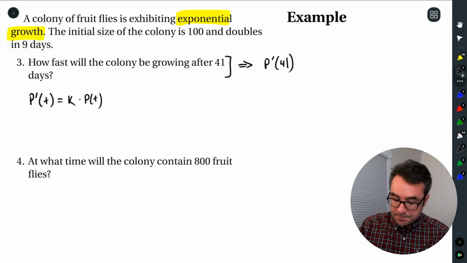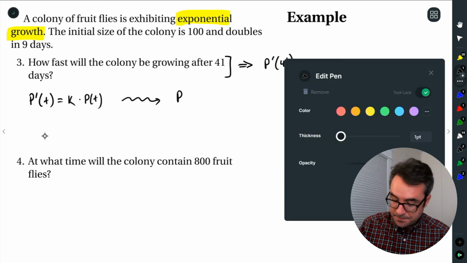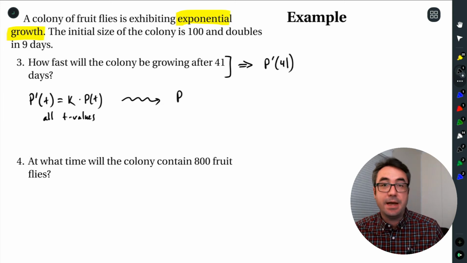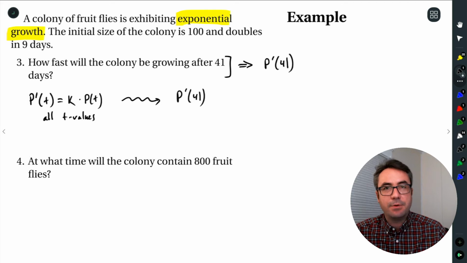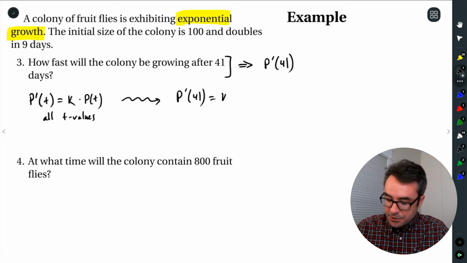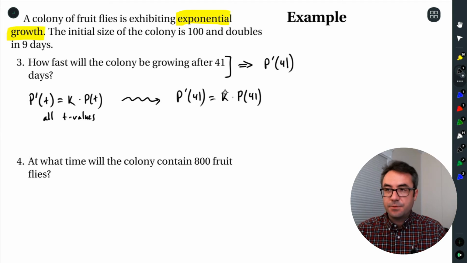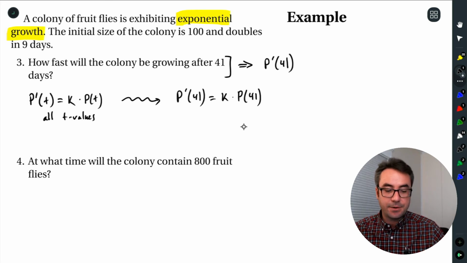So in particular, this is true for all t. If that's true for all t values, then it's definitely going to be true for t equal to 41. So P prime of 41 is equal to k times our population at time 41. Well, part 1 was find the growth constant. Part 2 was find the population. So we just put all that together.